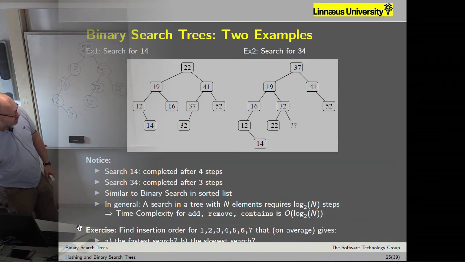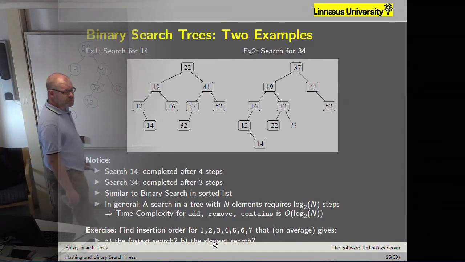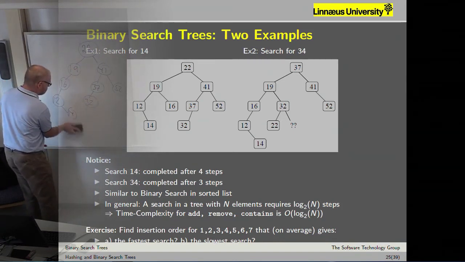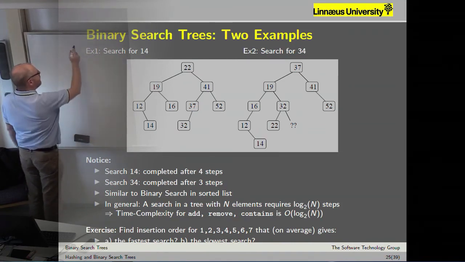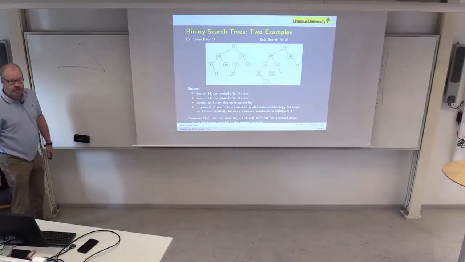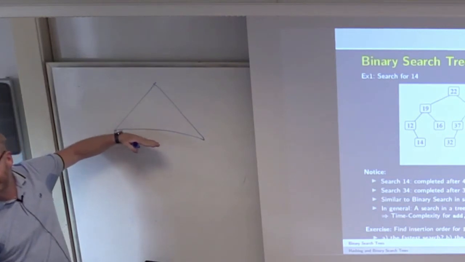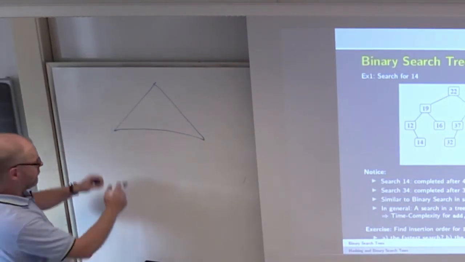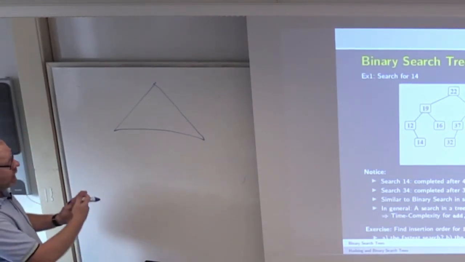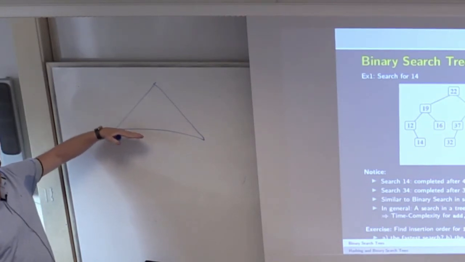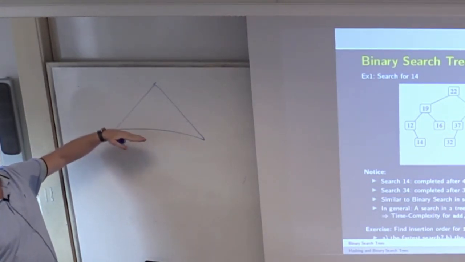Okay, now we have a tricky one. Find insertion order for 1, 2, 3, 4, 5, 6, 7 that on average gives the fastest search and the slowest search. A balanced tree. They look like this. We have filled all the levels. Then we have a balanced tree. If it starts to have a long branch over here, it is not balanced anymore. And a balanced tree is the one with the lowest depth. And the one with the lowest depth gives the fastest search.